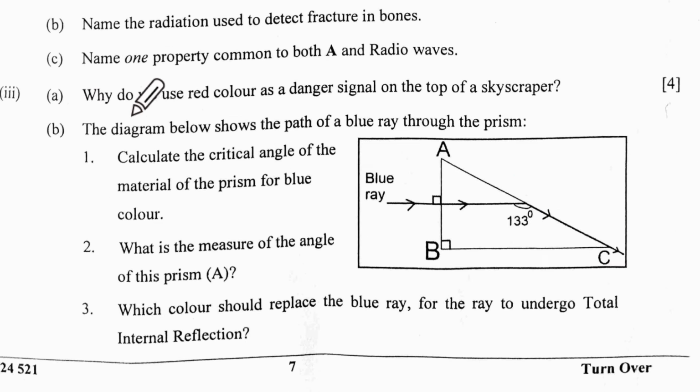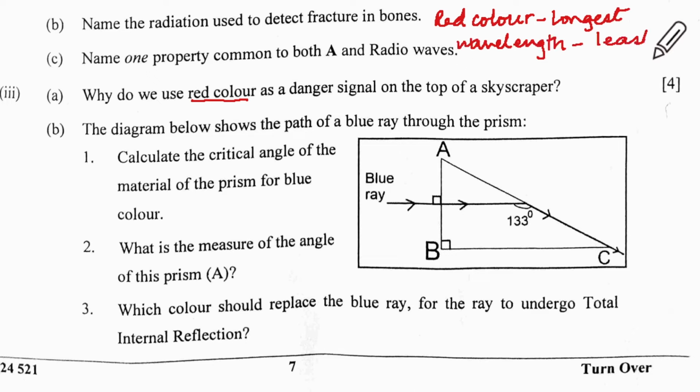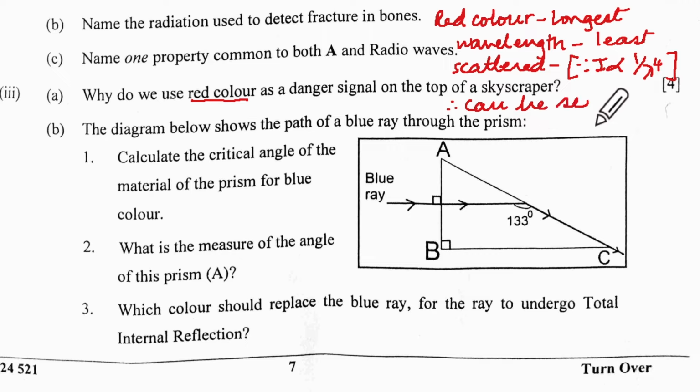Let us come to the third one. Third part. A. Why do we use red color as a danger signal on top of a skyscraper? Now here, the answer will be red color, longest wavelength. Therefore, least scattered, since intensity of scattering is inversely proportional to lambda to the power 4, therefore can be seen from longer distances.